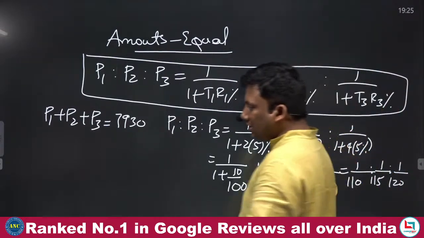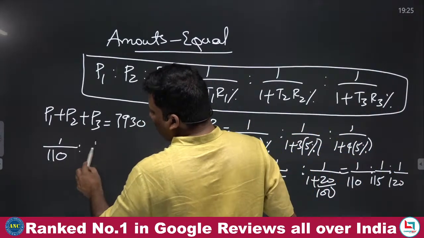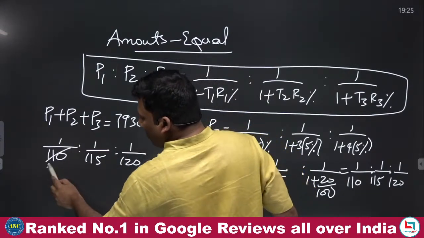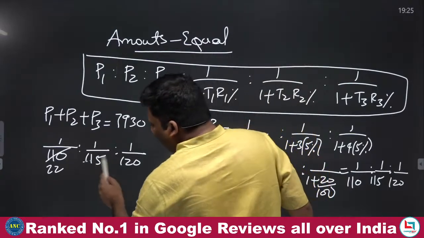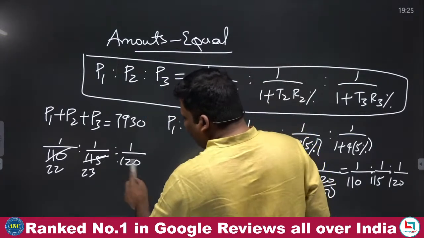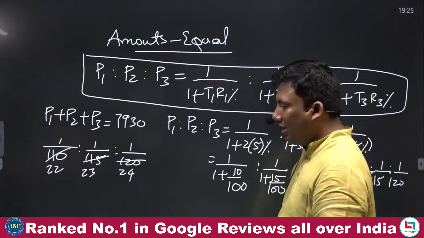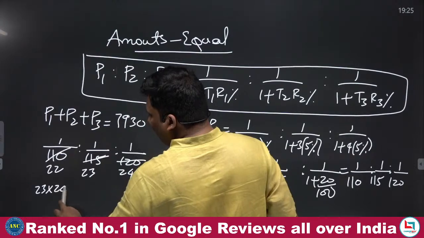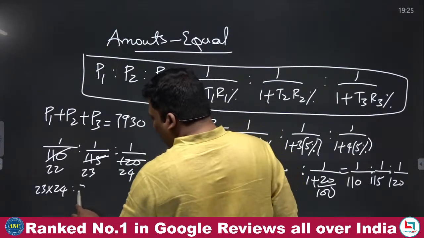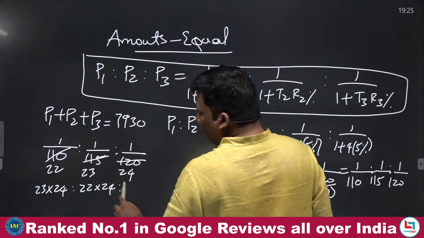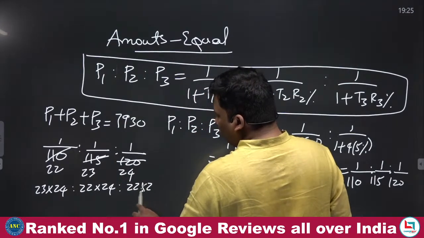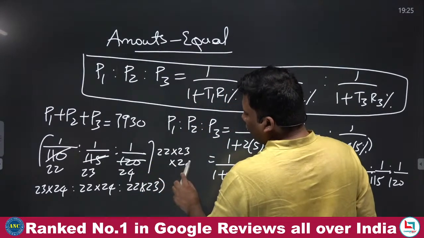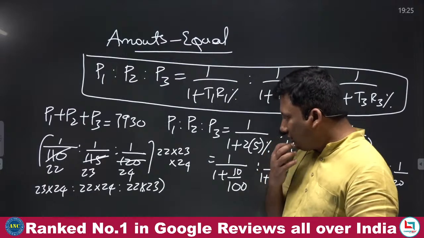Are you all with me? Let us write down here: 1 by 110 is to 1 by 115 is to 1 by 120. Listen carefully, sir. Cancel out: 5 22s are 110, 5 23s are 115, 5 24s are 120. If I take LCM of 22, 23, 24, then for the first, 22 will go away, leaving 23 into 24. For the second, 23 will go away, leaving 22 into 24. For the third, 24 will go away, leaving 22 into 23. Or multiply this value by 22 into 23 into 24. That is what you will get.